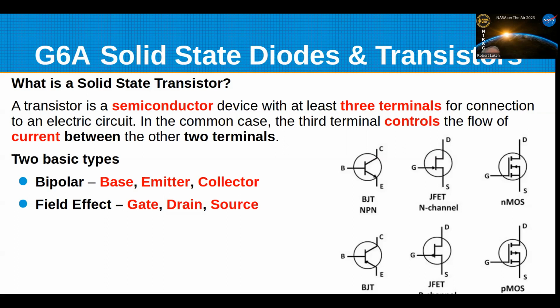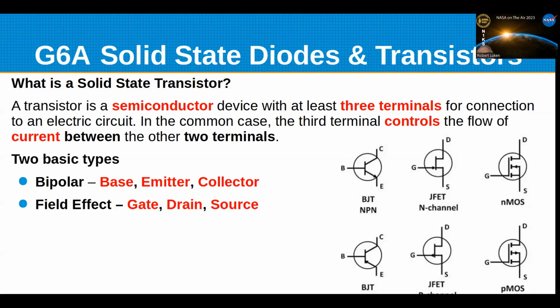In the case of a field effect, it works with an electric field that controls the current flow between the drain and the source. So the drain is equivalent to the collector and the source is equivalent to the emitter. Now, the reason they use different terms, I think, is field effect transistors came about from a practical standpoint a lot later.